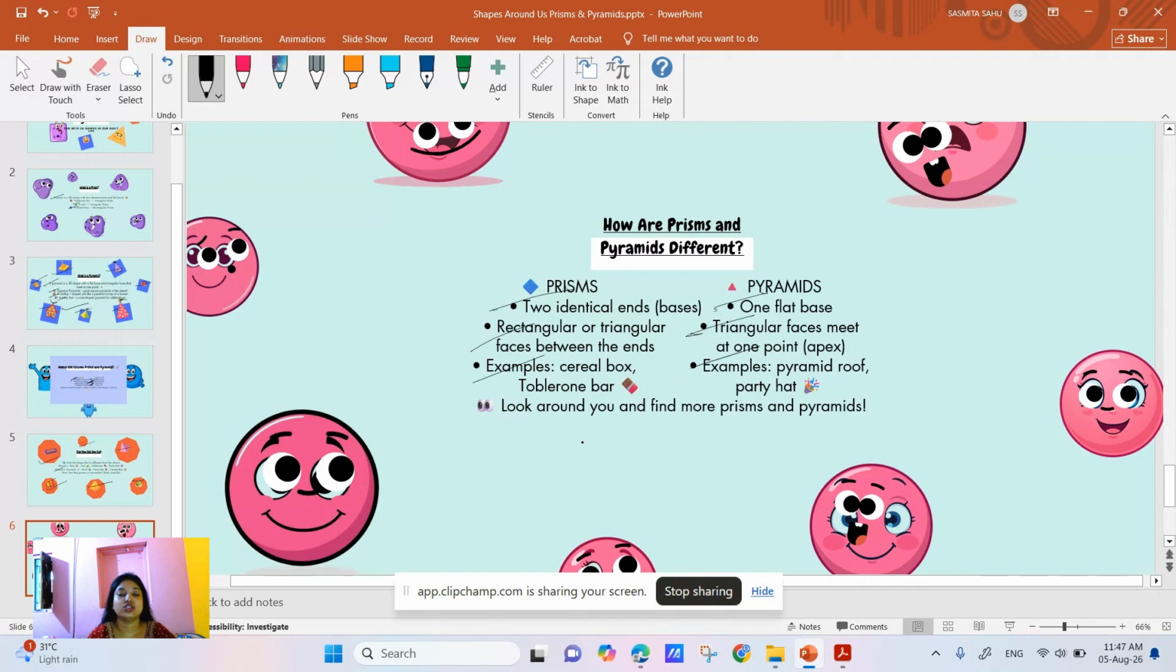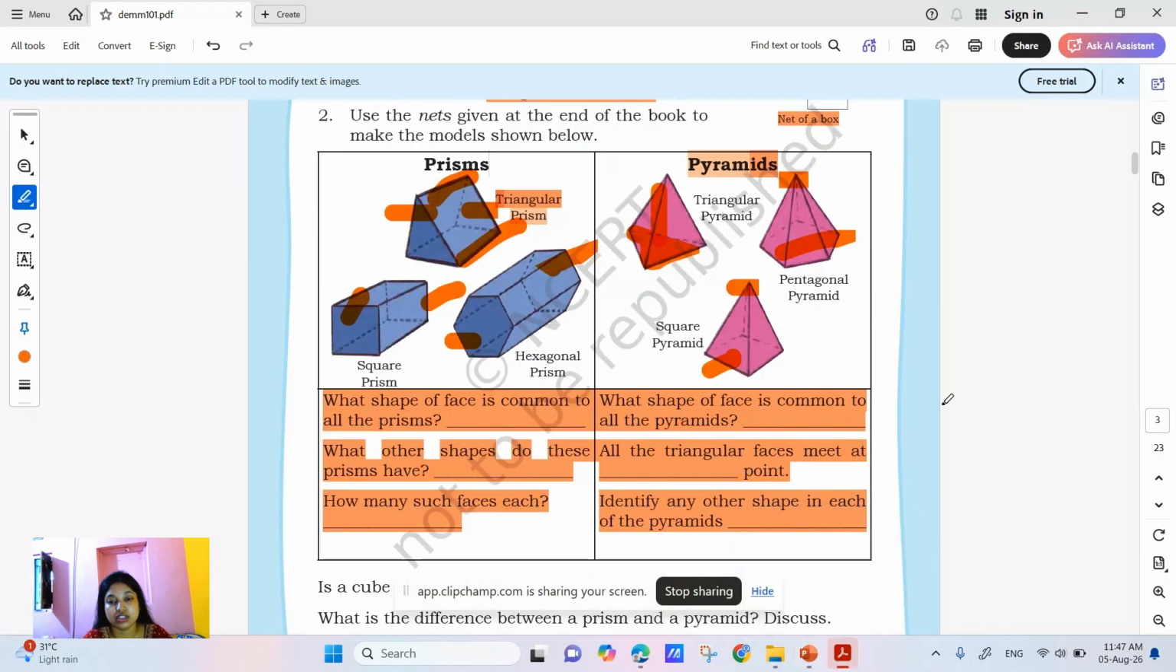Okay, so you can see other examples of pyramids and prisms in your day-to-day life. Also, you can comment below in the section. So here we learned about prisms and pyramids. In the next class, we are learning about a new chapter or new thing.